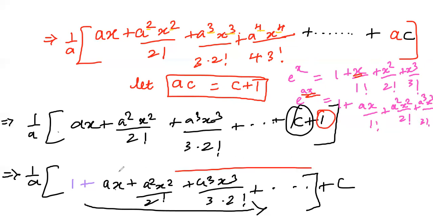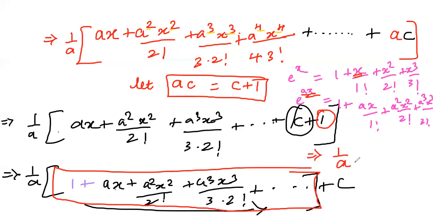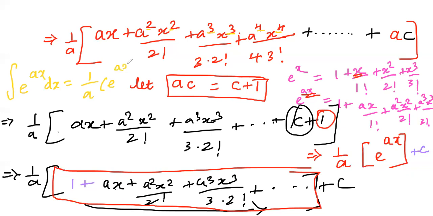So now this looks like e power ax. Apart from 1 upon a, I'm changing this entire term into e power ax again. At last you have plus c. That is how they derived the integration of e power ax dx as 1 upon a into e power ax plus c. Understood, Shreynik?